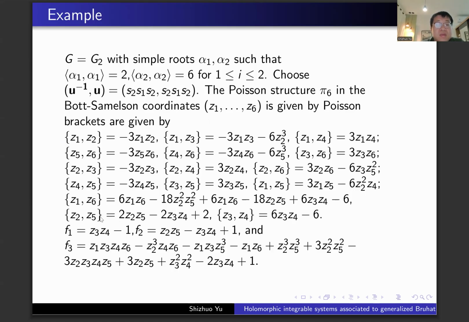And the integrable system can also be computed directly, and it is F1, F2, F3. Then it is in this way. It is a six-dimensional Poisson space, and it is an integrable system whose functions are given by F1, F2, and F3. They are also polynomial functions as well.